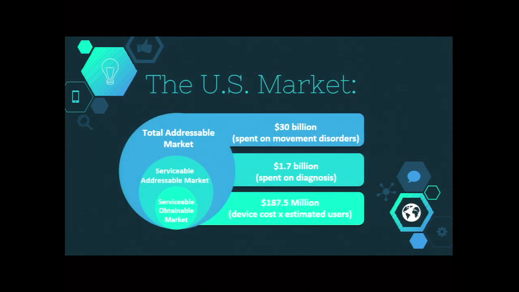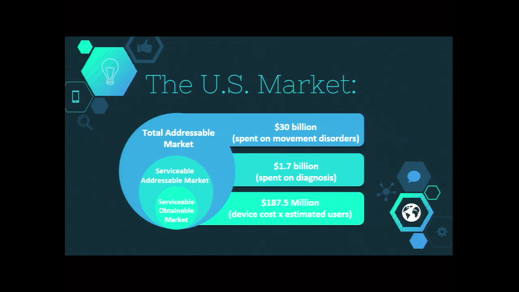In terms of the marketability of this device, we'll first look at the total addressable market. This is the amount of money spent on movement disorders annually in the United States. This figure is approximately $30 billion, or 3% of all US federal healthcare spending. A subset of this, the serviceable addressable market, is approximately $1.7 billion. This is the amount spent on diagnosis. Now, most importantly, the serviceable obtainable market, or our room to make money, is approximately $187.5 million.